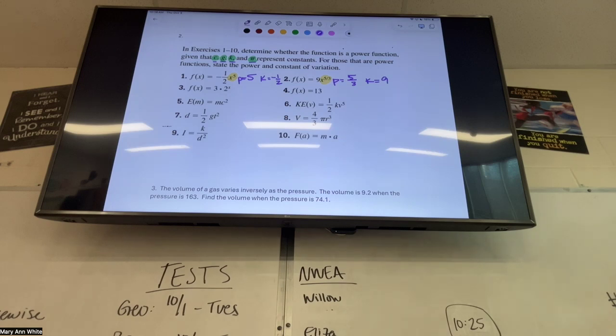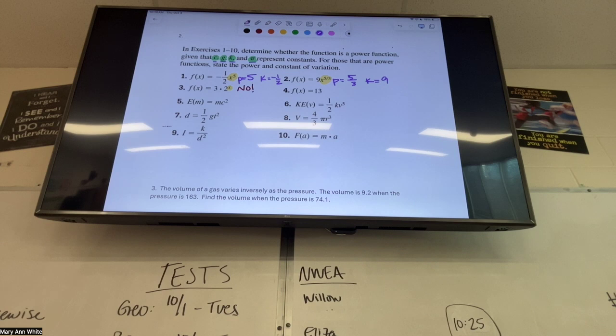The next one, do I have an x? Is it being raised to an exponent? No, not okay. That is an exponential function, which we'll learn about next unit, but that's not what we're doing now. Number 4 is a little tricky.